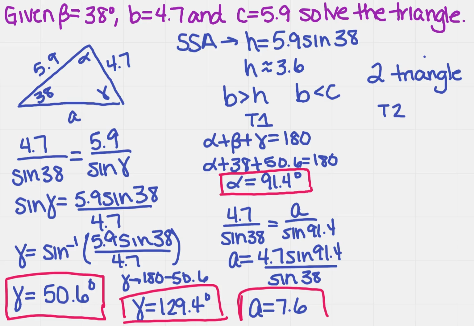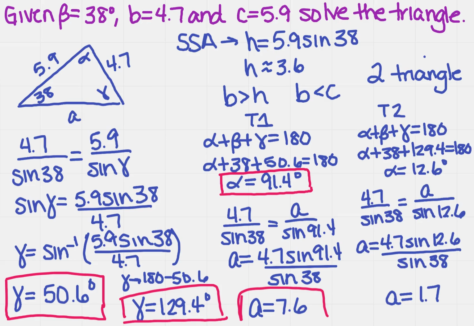So what I want you to do is to make sure that you can do this. You're basically going to repeat what I just did for triangle 1 for triangle 2. So pause the video, come back, check your answers, and make sure that you get the right ones. When you added up all of the angles that you had and subtracted from 180, you should have got that alpha equals 12.6 degrees.